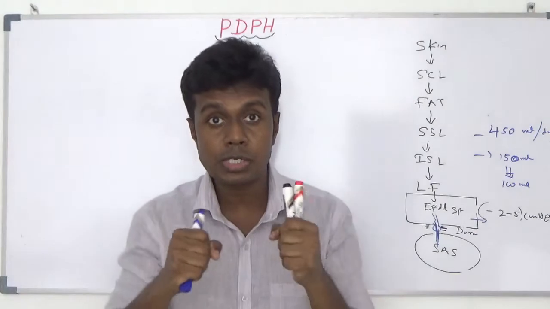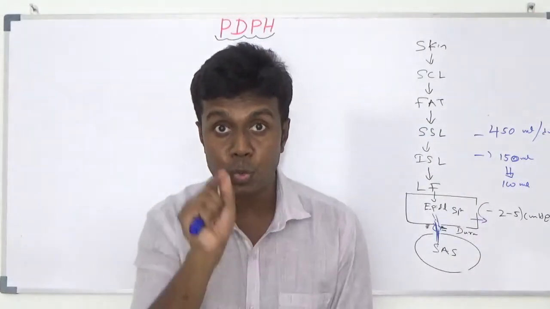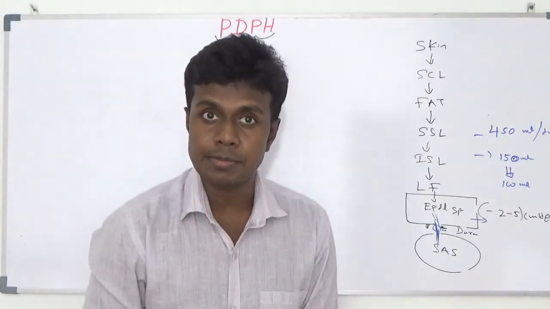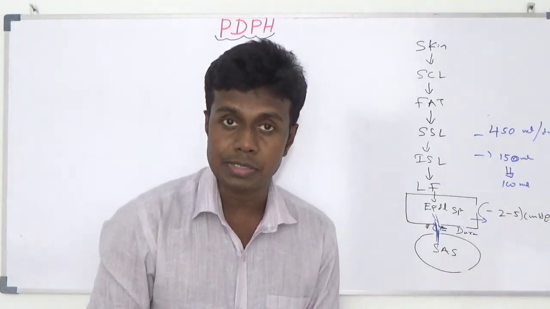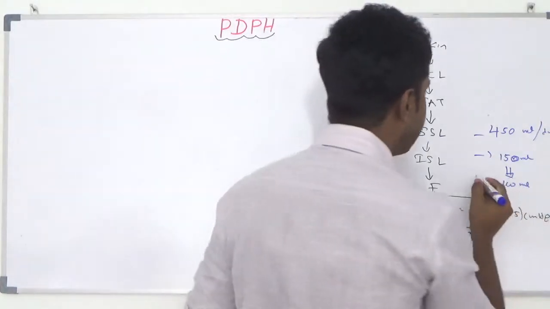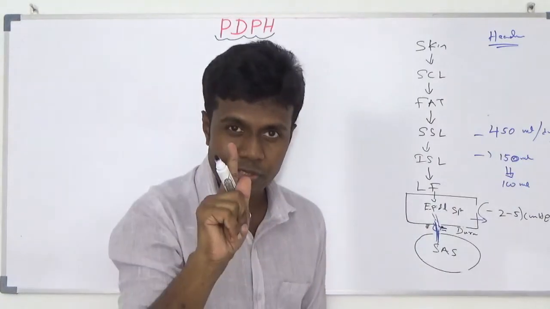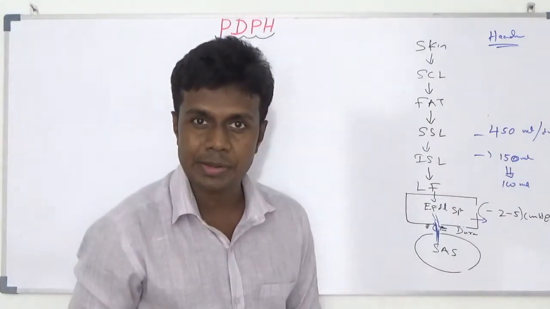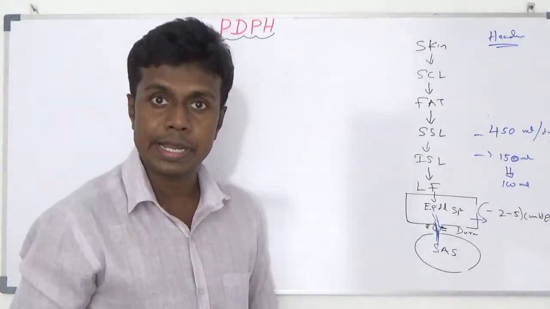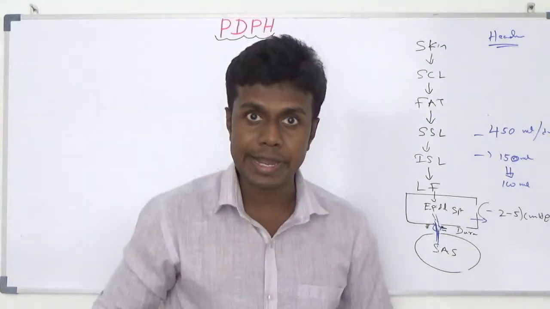When your subarachnoid space shrinks, your dura is going to stretch. Your dura has a large amount of sensory fibers. It will cause pain, and you will feel a headache. Headache due to what? Stretching of the dura, which has sensory, that means pain, fibers. That is how your spinal headache appears. That is the pathogenesis of spinal headache.